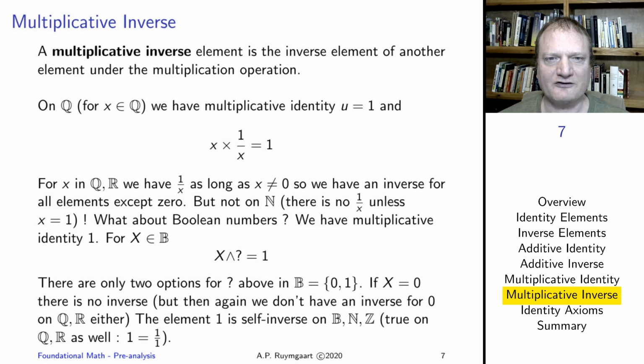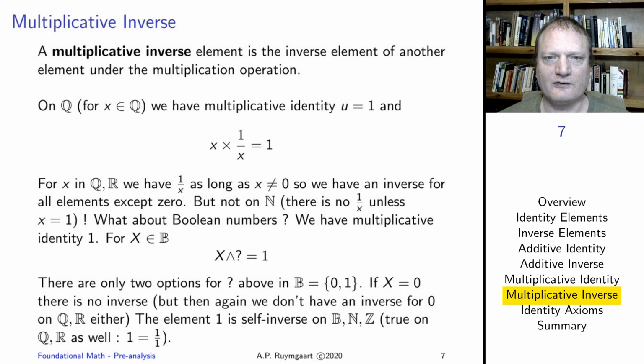Now let's look at natural numbers. On natural numbers we don't have the number 1 over x, except when that number is 1. 1 over 1 equals 1, and that is an element of the set of natural numbers. So in case of natural numbers, our multiplicative inverse only exists for a single element, and that's the number 1. None of the other elements of the set of natural numbers have a multiplicative inverse.